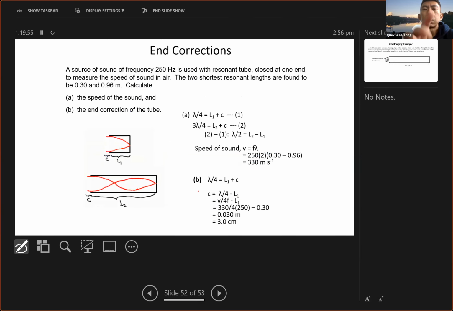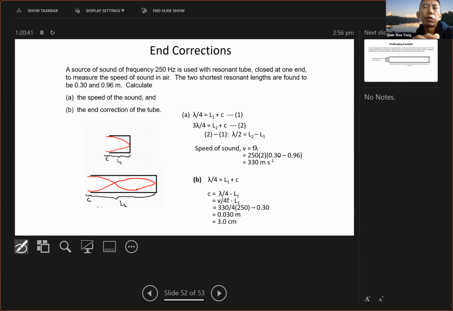So this example illustrates this end correction idea. In the first part, you have two resonant lengths by the tube, 30 and 96. So you know 30 is not 1/4 the wavelength, and 96 is not 3/4 the wavelength, but 30 plus C is 1/4, and 96 plus C is 3/4. Then you subtract these two equations. So you know half a wavelength will be 96 minus 30. Then you can find whatever you need to find.